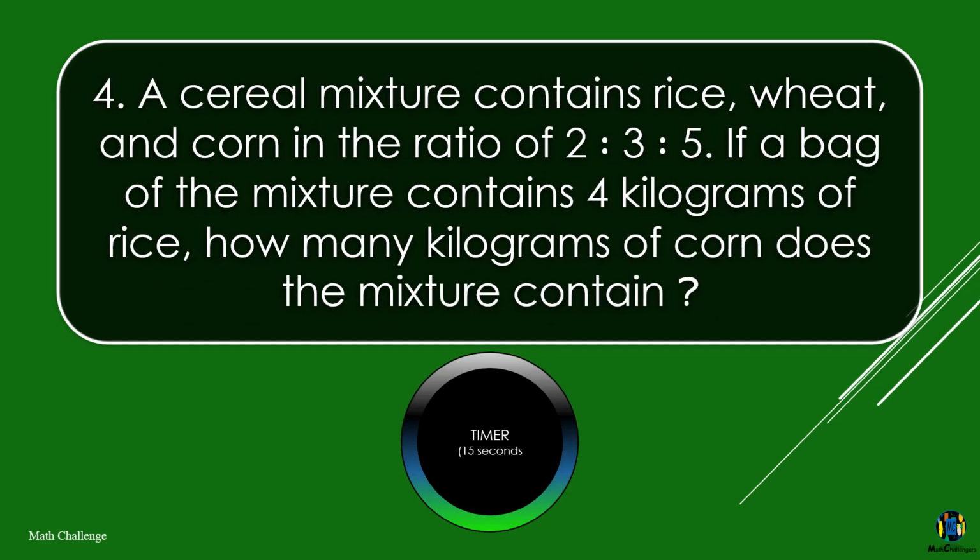4. A cereal mixture contains rice, wheat, and corn in the ratio of 2:3:5. If a bag of the mixture contains 4 kilograms of rice, how many kilograms of corn does the mixture contain?